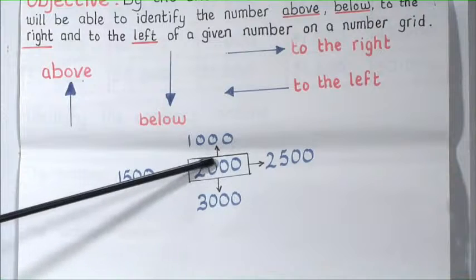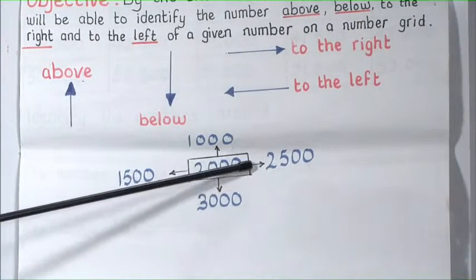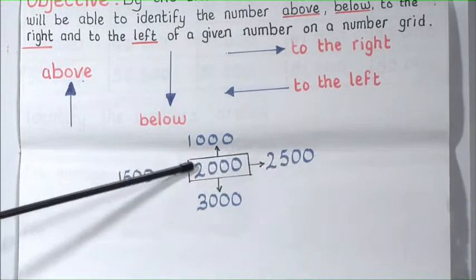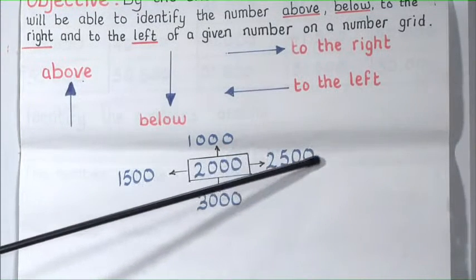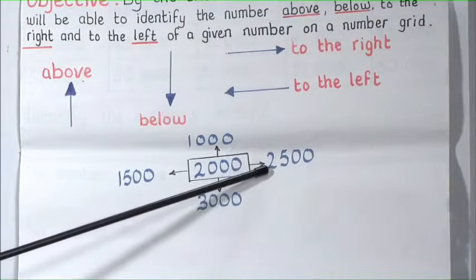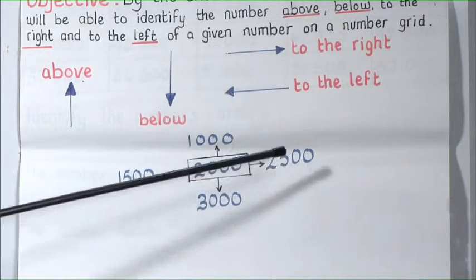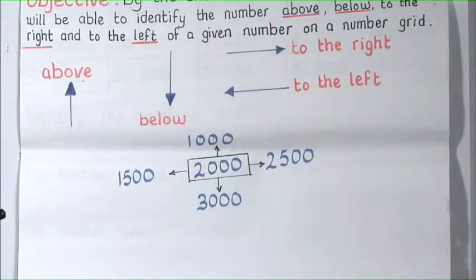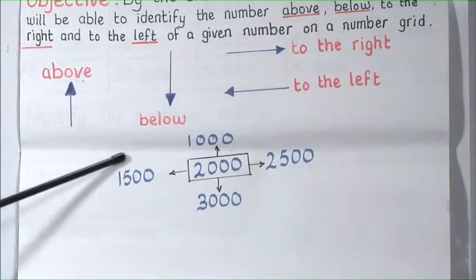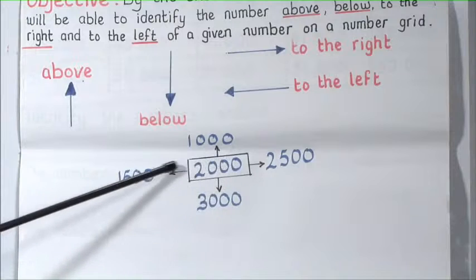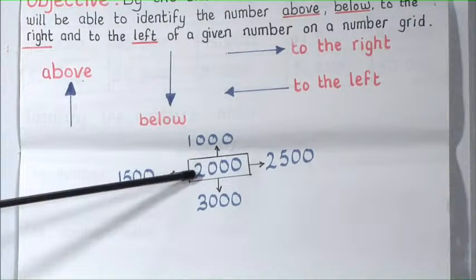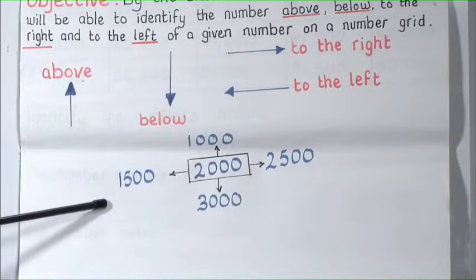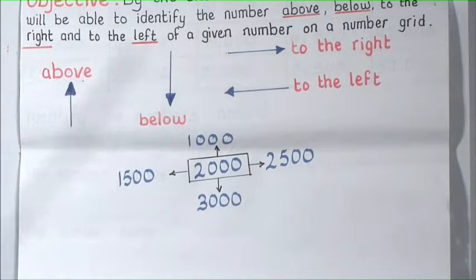Now let's look at this one too. What number is to the right of 2,000? This is the number. And the number is 2,500. Now let's look at this one too. The number to the left of 2,000. And the number is 1,500. Very good, learners.